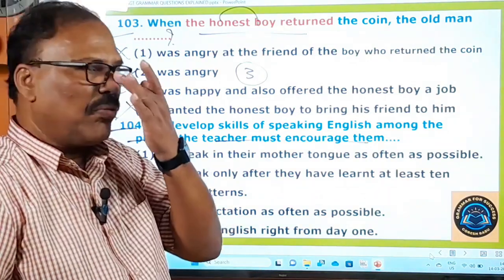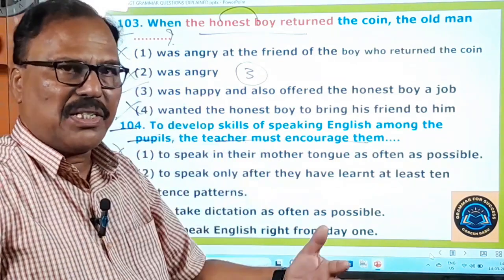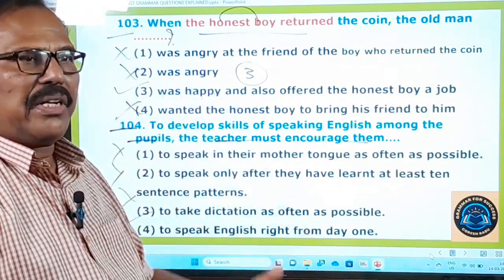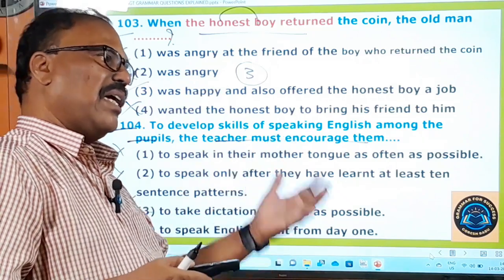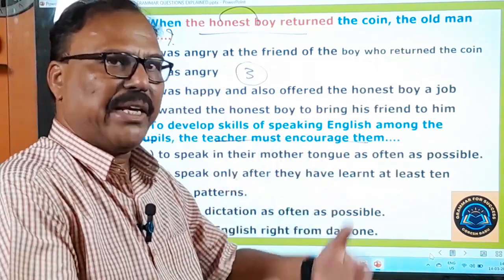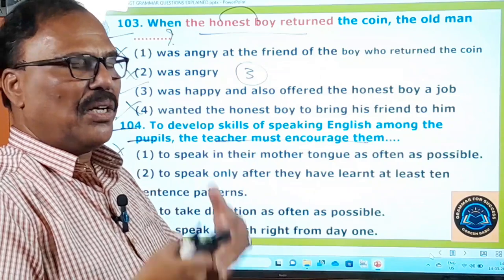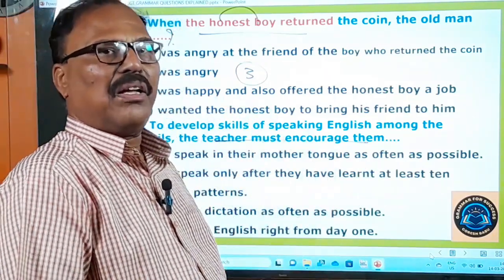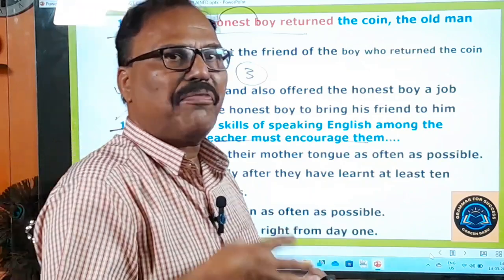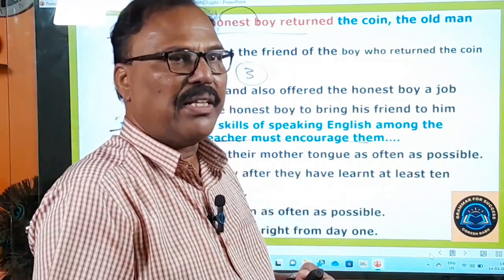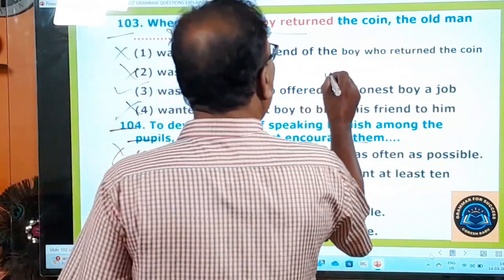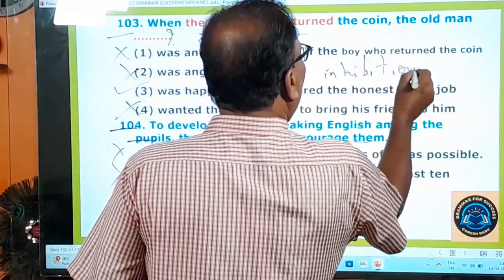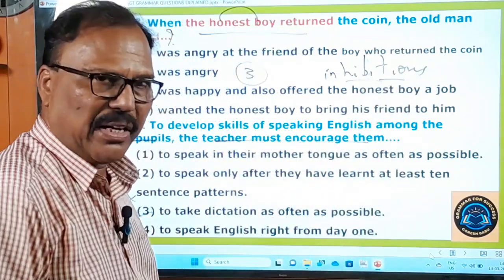So to improve the spoken English skills, you must try to speak only in the English language right from the day one. Whether it is right or wrong, you keep on speaking and speaking, and automatically you learn something. You start speaking something meaningful, and first of all you lose your fear and shyness. That is very important. They are called inhibitions.